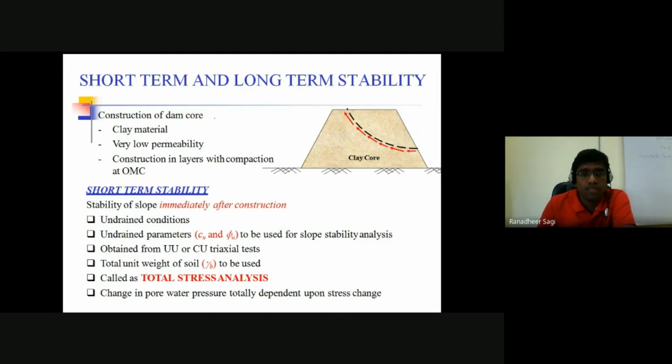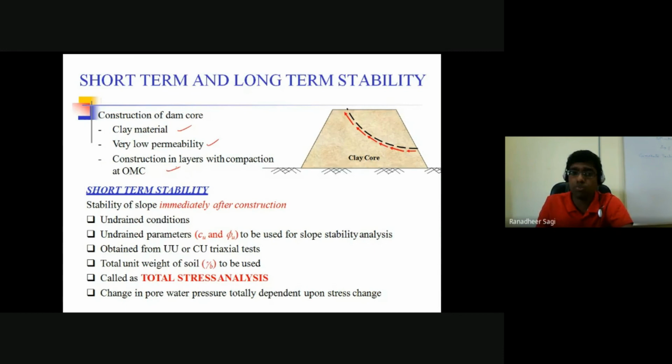So typically it could be the analysis of the slope corresponding to short-term or long-term. What we generally see is whenever you are talking about a slope, say for example an earthen dam, typically an earthen dam is constructed with clayey material which has very low permeability. And how do we construct that earthen dam or earthen embankment? We place the soil in layers, we compact it at the OMC value of that soil for the compacting effort that you are putting in, and in the form of layers you compact it and achieve the required height for that slope.